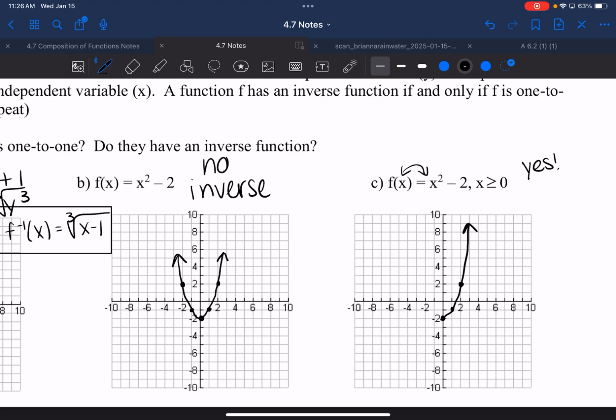So I'm going to have x is equal to y squared minus 2. Then what should we do? Add the 2, okay. So then I'm going to have x plus 2 equals y squared. Take the square root. Perfect. So our inverse function here is going to be the square root of x plus 2.